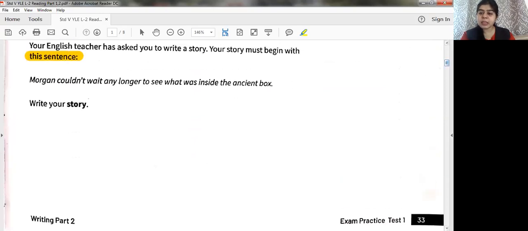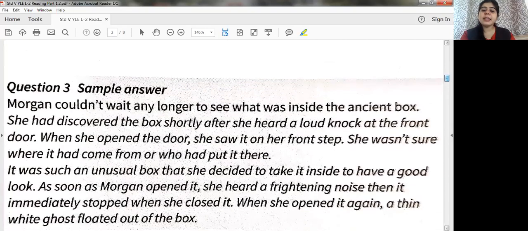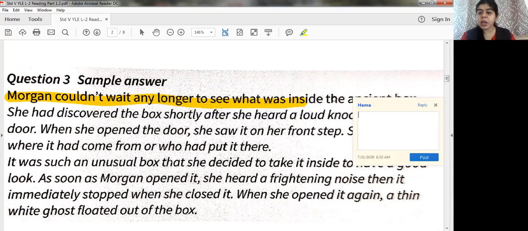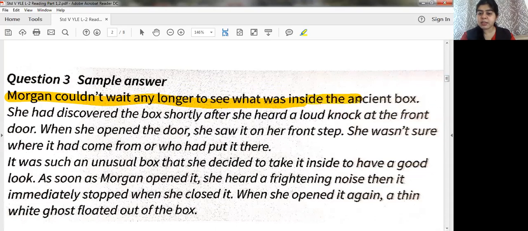So students, now let us see a sample answer. If you want to write this answer which I'm displaying, you can write it, but if you have other points, you can surely write those also. Let us read the sample answer, students. Morgan couldn't wait any longer to see what was inside the ancient box. Now you can see, students, that I have started the story with this sentence only, because the question itself says that you need to begin your story with this sentence. Now let us read ahead what is being written.